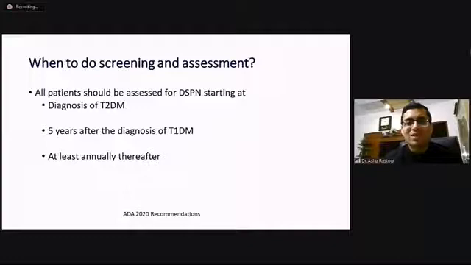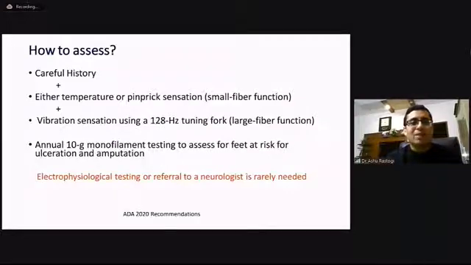I'll show you some examination points that you need to know while seeing a patient with diabetes. These are the ADA 2020 recommendations, and what they say is that if a patient who comes to your clinic is a type 2 diabetic on the very first day, you should screen for diabetic neuropathy. But if a patient is type 1 diabetic, you can do an examination for neuropathy 5 years after the diagnosis of type 1 diabetes, especially if the type 1 diabetic is a child. And after that, you have to do an annual examination.